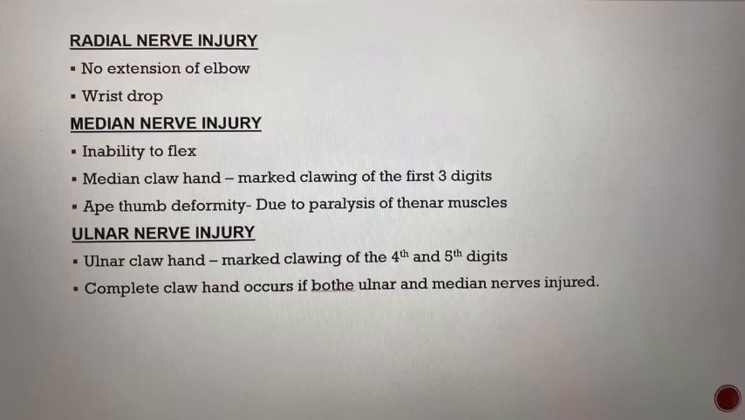Radial nerve injury results in loss of extension of the elbow and in wrist drop. Median nerve injury results in the inability to flex. Median claw hand is marked clawing of the first 3 digits. Ape thumb deformity is due to the paralysis of the thenar muscles. Ulnar nerve injury causes ulnar claw hand, marked clawing of the 4th and 5th digits. Complete claw hand is caused when both the ulnar and the median nerves are injured.